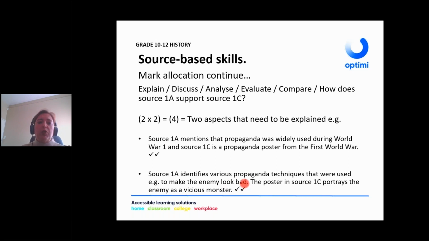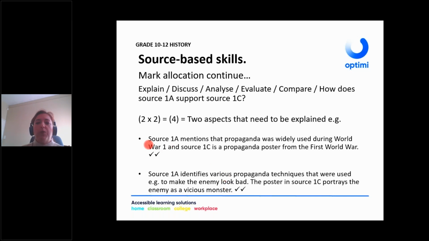So for example, let's use this question: How does source 1A support source 1C? Now you need to write for the first 2 marks: Source 1A mentions that propaganda was widely used during World War I, and source 1C is a propaganda poster from the First World War. So there's your first comparison. Now you need to make a second comparison for the other 2 marks: Source 1A also identifies the various propaganda techniques that were used to make the enemy look bad, and then in source 1C, the poster actually portrays the enemy as a vicious monster. So now you actually made 2 distinct comparisons for 4 marks.